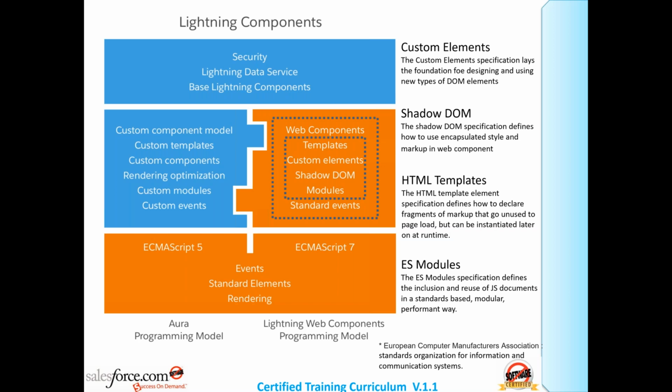In ECMA 5, what do we have? We have the custom component model. But in ECMA 7, we have the web component model. We'll talk about it. What is a web component? There you have a custom template; here you have an open template. There you have a custom component; here you have open elements. We don't say components, we say elements. There is re-rendering optimization, refreshing. Here it uses Shadow DOM.